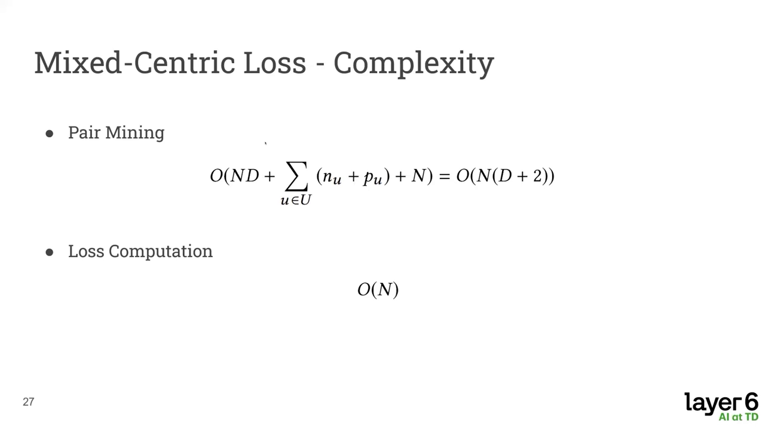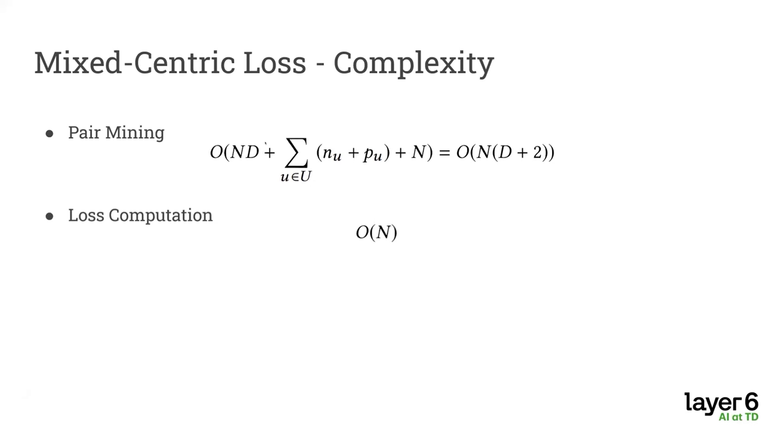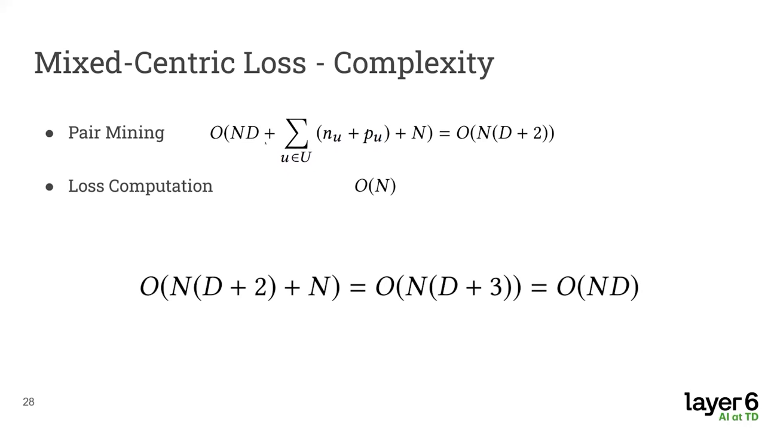The loss computation for each selected pair is constant, and therefore the extra amount of computation is bounded by N. The total complexity is the complexity for loss computation plus the complexity for pair mining, which in the end we get O(ND).